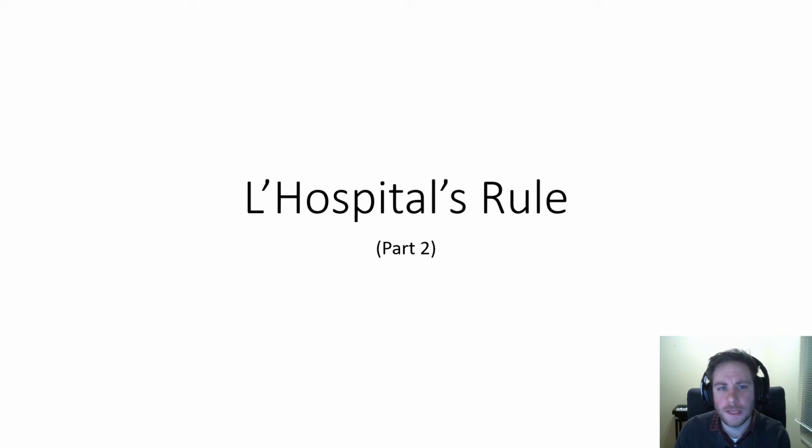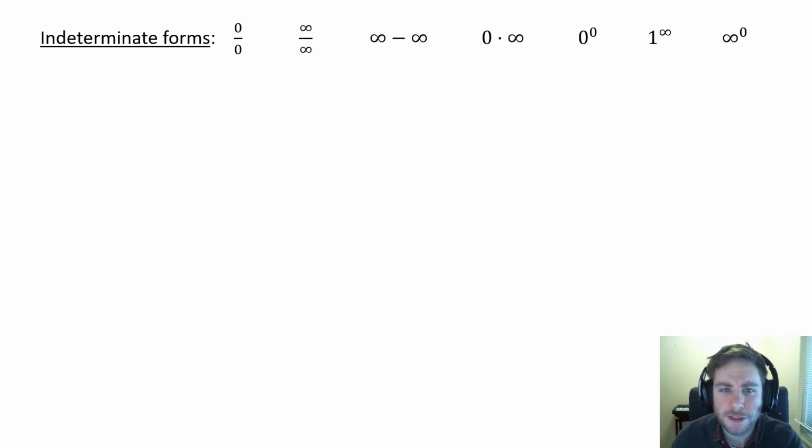Hi everyone. In this video, we'll look at some trickier examples involving L'Hopital's rule. To start with, let's remind ourselves of all the various types of indeterminate forms. Anytime you see a limit of any of these forms, it means that more information is required before you can make any conclusion.